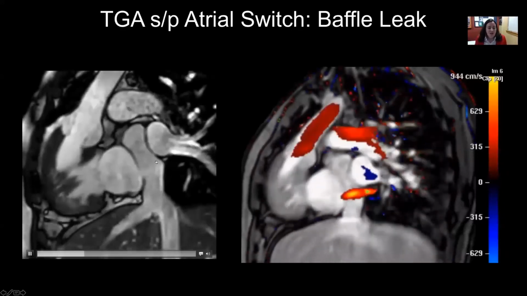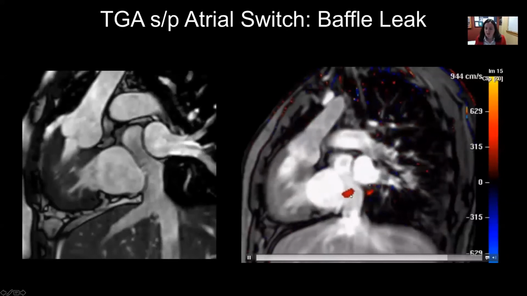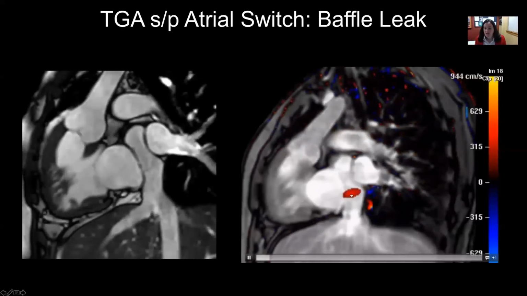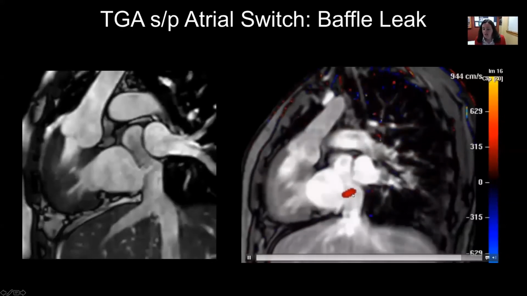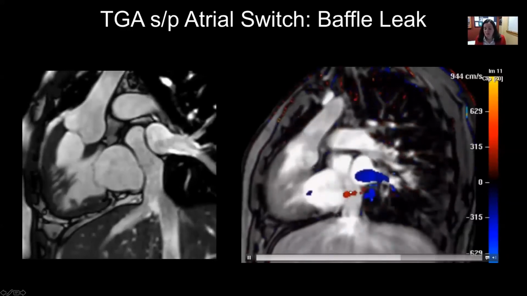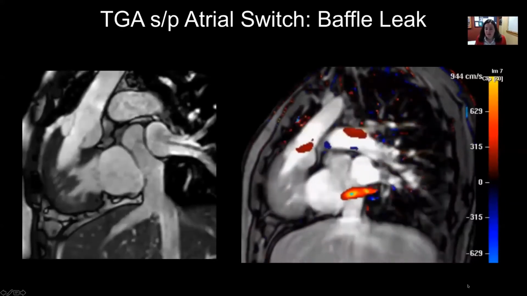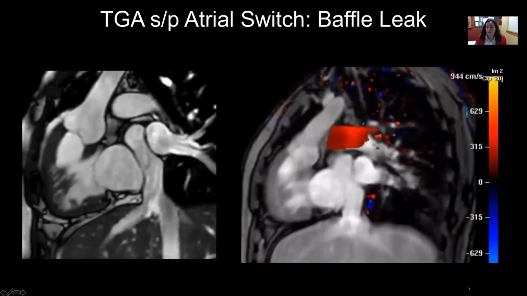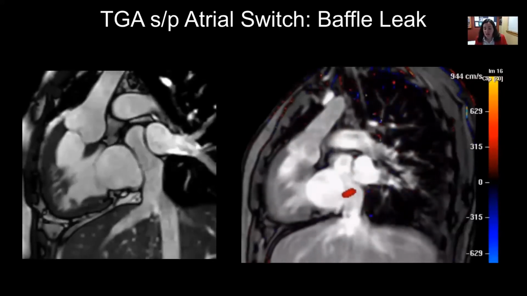When we do this type of imaging, we can look for baffle leaks, but oftentimes it's helpful to use our phase contrast imaging here, looking at in-plane flow to see the flow going from the pulmonary venous atrium back into the systemic venous atrium. Here, red flow back into the blue. This is similar to how an ASD would flow. It's important to identify baffle leaks, as we oftentimes will close these prior to implanting any devices such as pacemaker leads, as we run the risk of having clot formation and embolization.